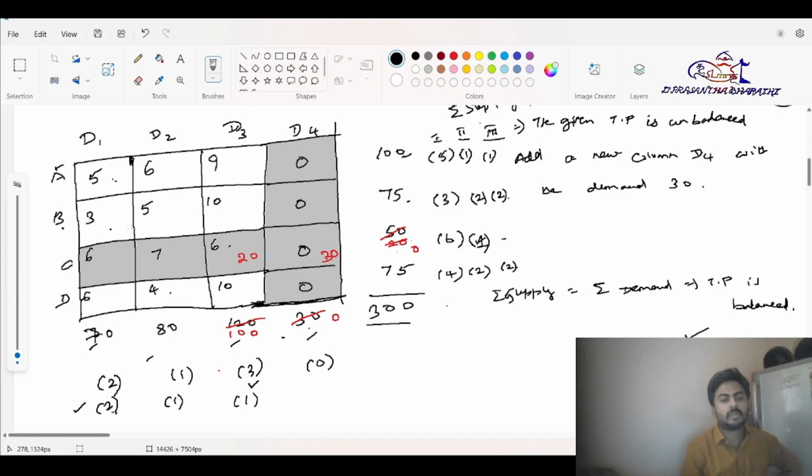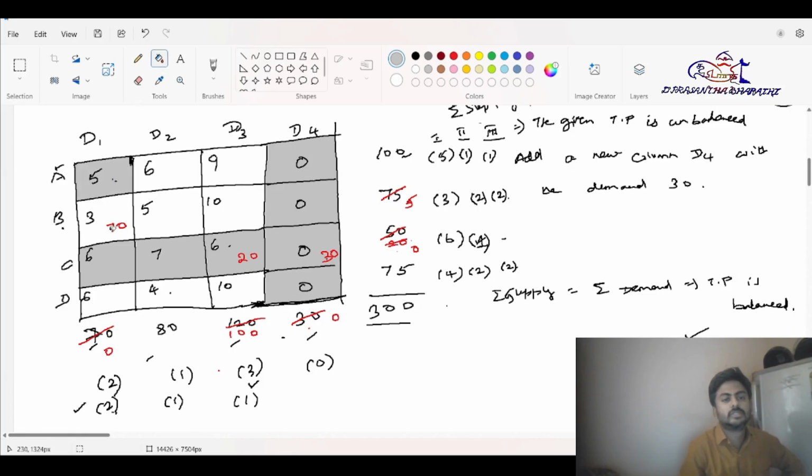The minimum cost here is 3. In this 3 I have to assign the minimum of 70 and 75. So I am assigning 70 here. So this will become 0, and this 75 will become 5. Now I have to cancel the satisfied row.